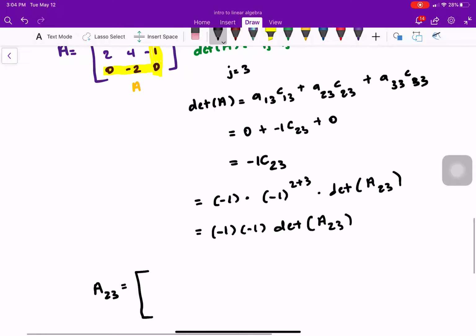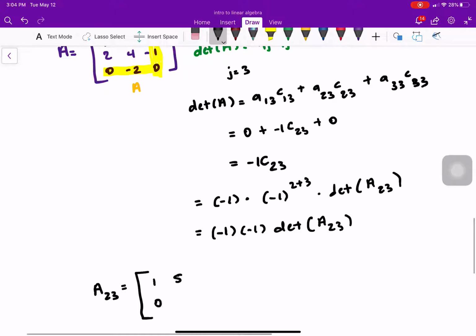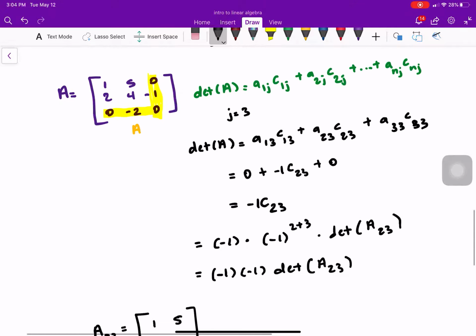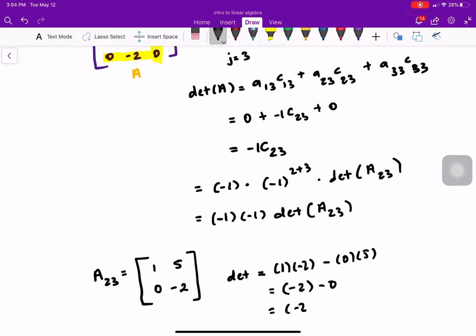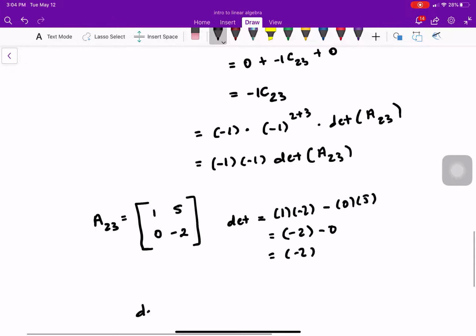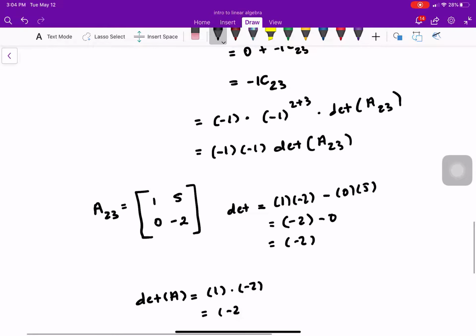So that's 1, 5, 0, negative 2. Now this is really easy because the determinant of this matrix is just 1 times negative 2 minus 0 times 5. Again, anything multiplied by 0 is 0. So it's really negative 2 minus 0, which is negative 2. So the determinant of A is equal to positive 1 times negative 2, which is negative 2.